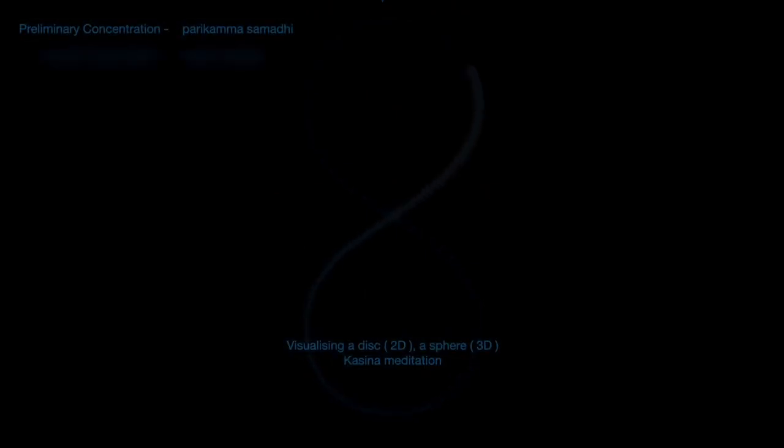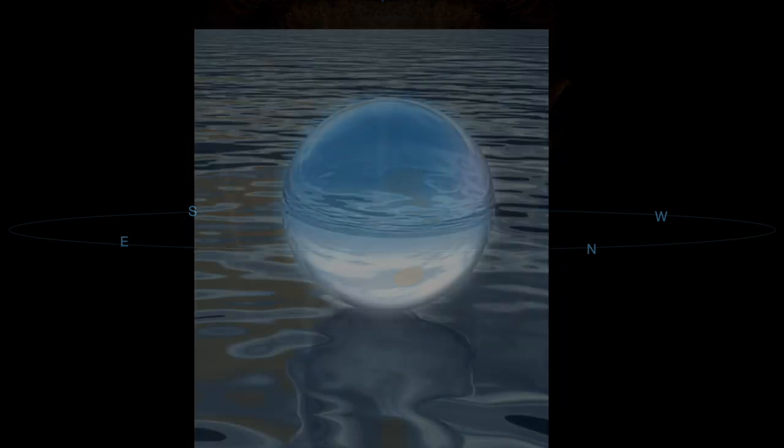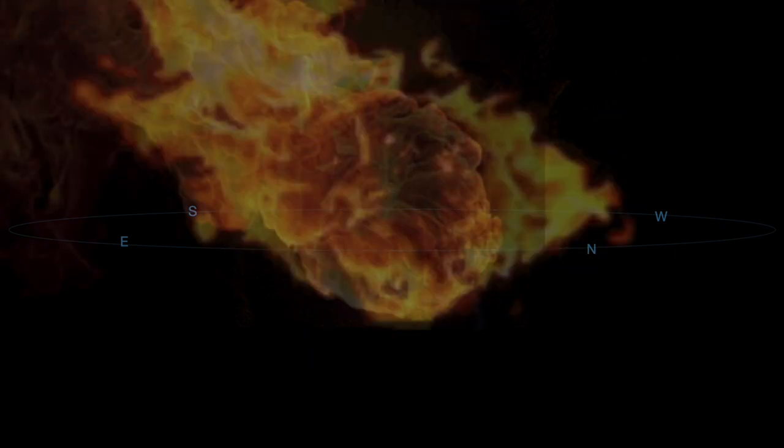A second meditation that can be used is visualizing a disc, a two-dimensional disc, or a sphere, 3D, for Kasina meditation. That can establish the same ranges of concentration. For example, the Earth Kasina, and visualizing a horizon with the cardinal points helps. Then visualizing and sustaining a water Kasina, and visualizing, stabilizing, and seeing a fire Kasina.